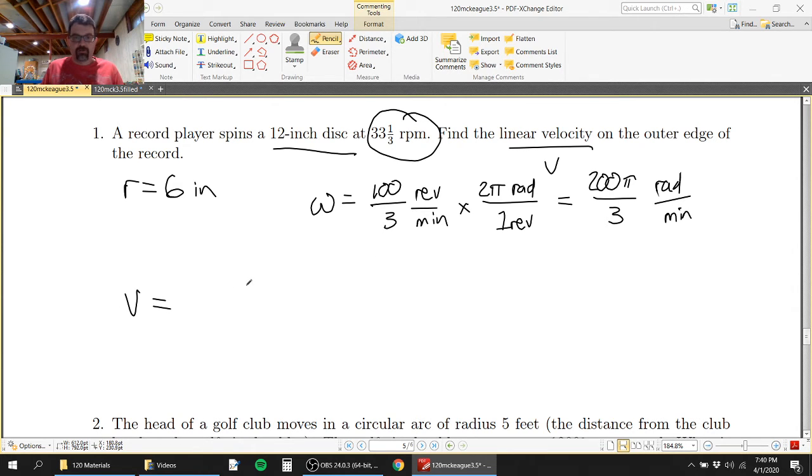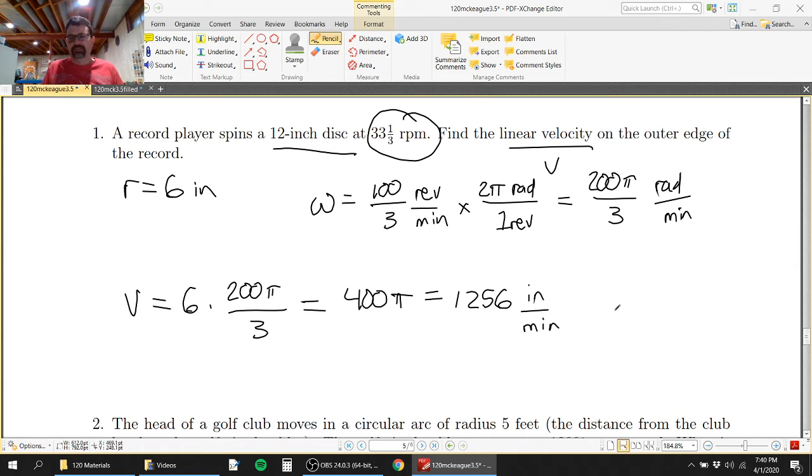All right, so V is R omega, and we've got omega in terms of radians. So 6 times 200 pi over 3. If we actually cancel, which we could do, we get 400 pi, which, if you punch it out, is 1256. And just like in our saw blade case, that's inches per minute. All right, inches from the radius, per minute from our angular velocity.